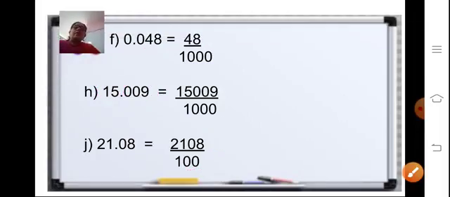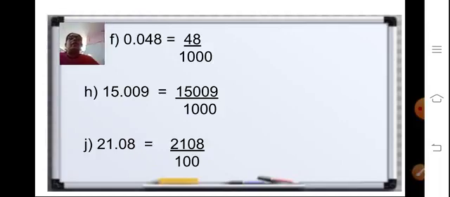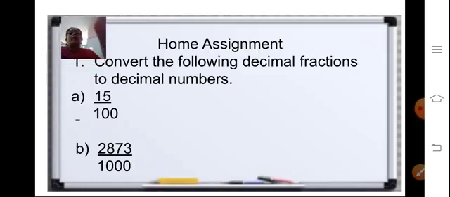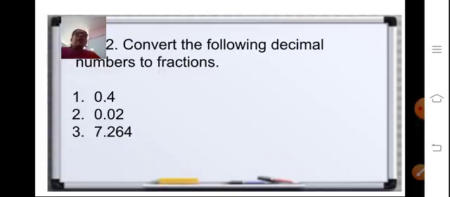Just keep the steps given in the mind and it will be easy for you to solve. So based on this topic, that is conversion of decimal fractions to decimal numbers and decimal numbers to decimal fractions, home assignment sums, which you have to do in your math homework part. 15 upon 100, 2873 upon 1000. Again, conversion of following decimal numbers to fractions, 0.4, 0.02 and 7.264.